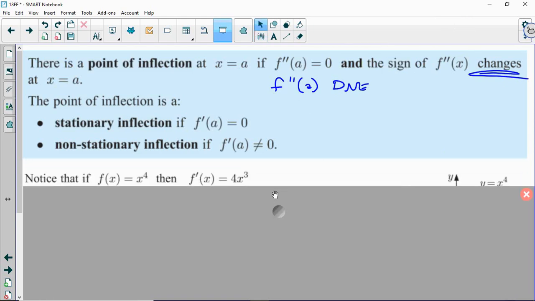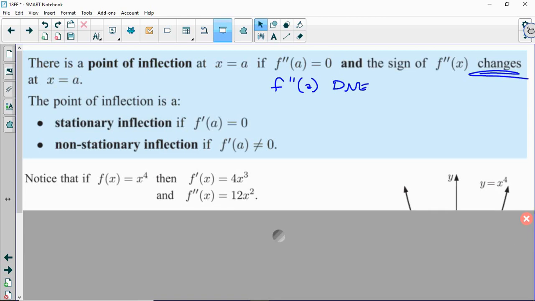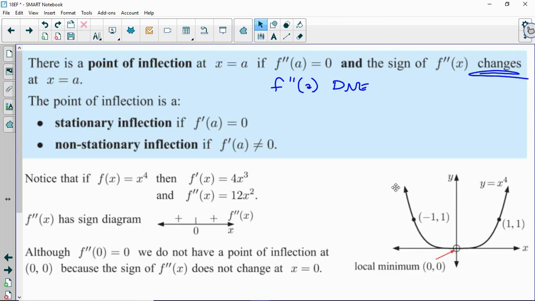As an example, say we have the function x to the fourth. We can calculate its second derivative, 12x squared. Clearly that's going to be equal to 0 when x is equal to 0. But when we consult the graph, we see that actually the graph is concave up the whole way through. So what's happening there? Well, it's a weird, super flat spot. Fun fact, this is called a point of undulation. You don't need to know it. What you need to know is that it's not a point of inflection unless the second derivative changes sign.